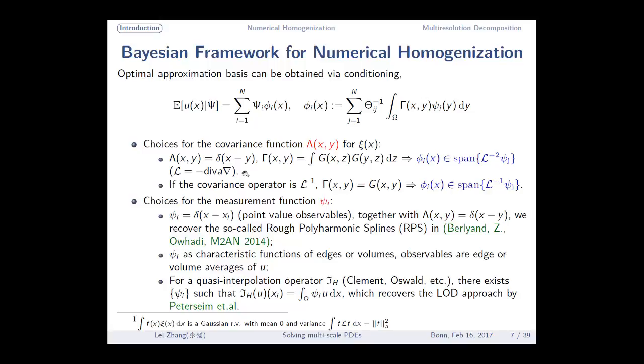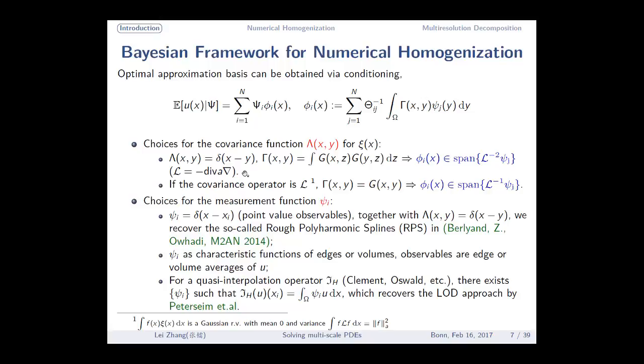We also have different choices for the measurement function. If we choose the measurement function to be a delta function, you have point measurements, together with lambda equal to delta(x minus y). So if we choose the random field to be white noise, we actually recover the so-called rough polyharmonic splines, which we proposed a few years ago. You can also choose psi_i to be characteristic functions of edges or volumes, which has a better physical meaning.